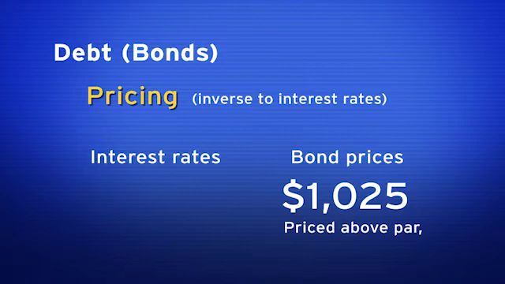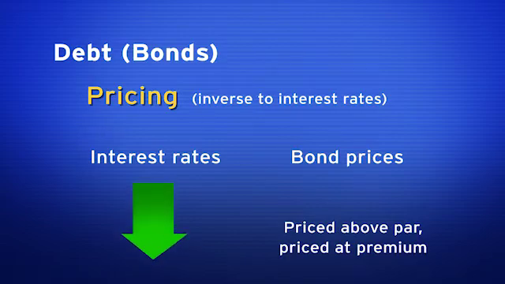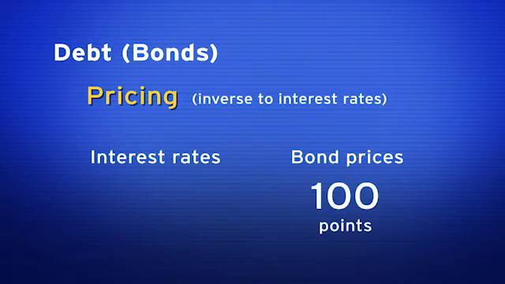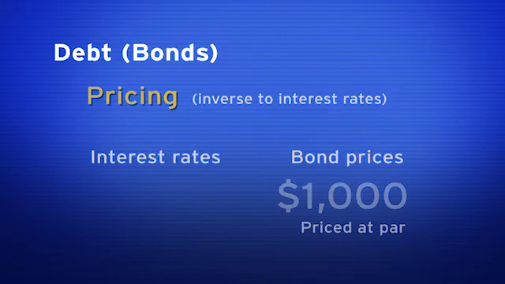Now that bond is priced above par. That bond is priced at a premium. Interest rates went down since that bond was issued. Therefore, the price went up. Premium bond. And finally, if I have a bond priced at 100 points, each point is worth $10. I multiply times 10. I find the price of that bond is $1,000. That bond is priced at par.